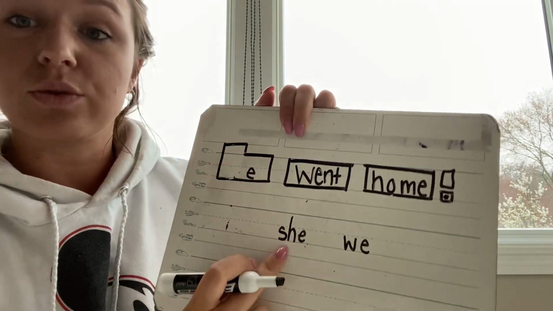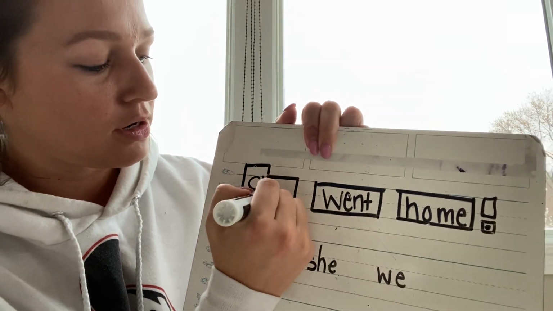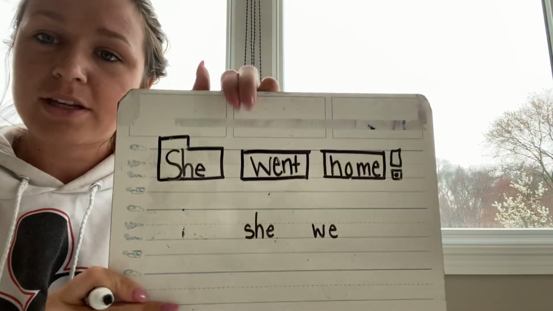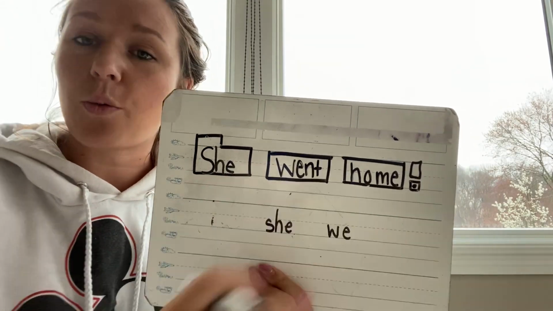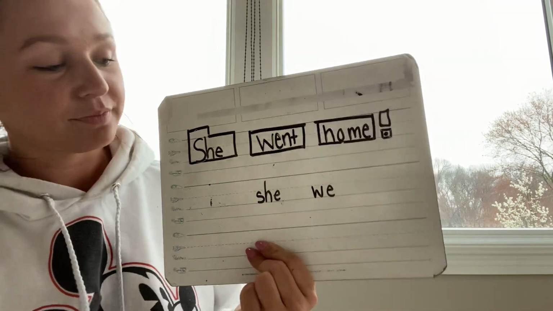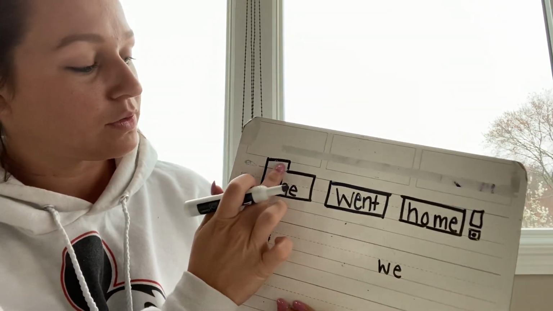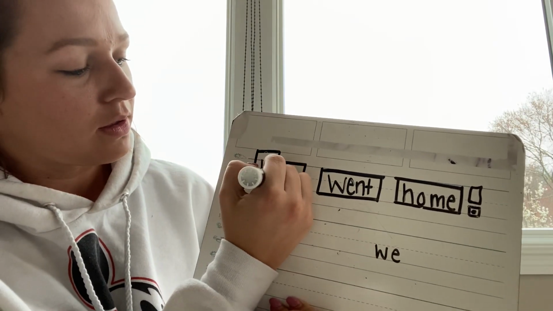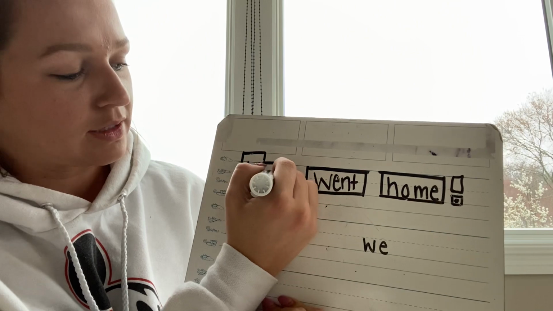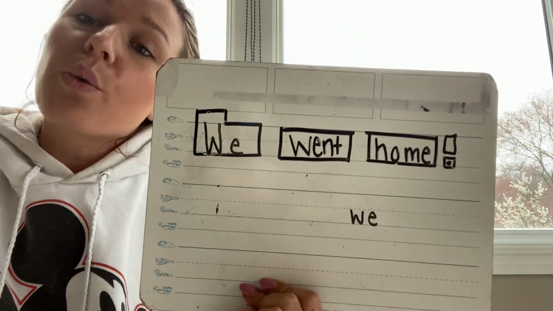Next, I'm going to use she went home. So again, this is going to be an uppercase letter because it's the first letter of my sentence. And now it says, she went home. Now I use she. The last one I'm going to use is the word we. Uppercase W because it's the first letter of my sentence. And now it says, we went home.